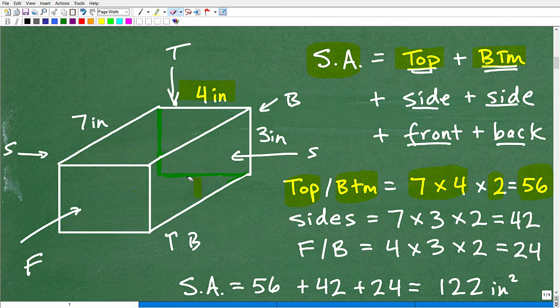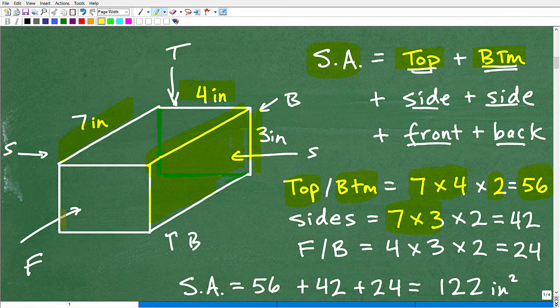Let me erase this. We have 7 here, so if 7 is this length, 7 will be this length, and then we have this height of 3. So it's going to be 7 times 3 for the area of this side right here.